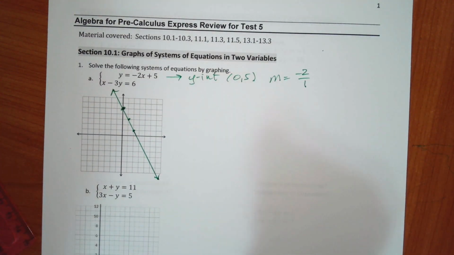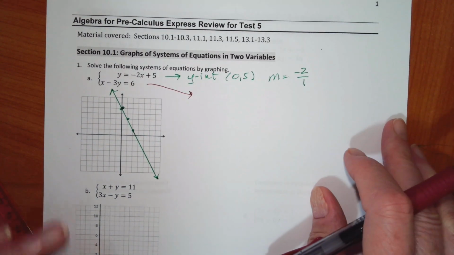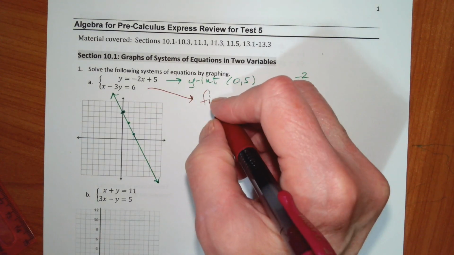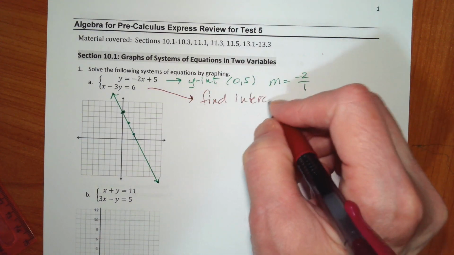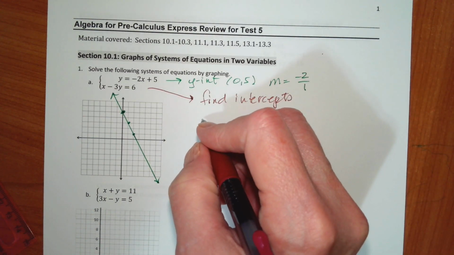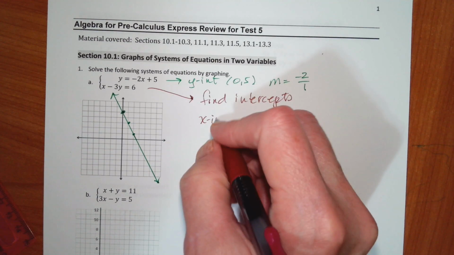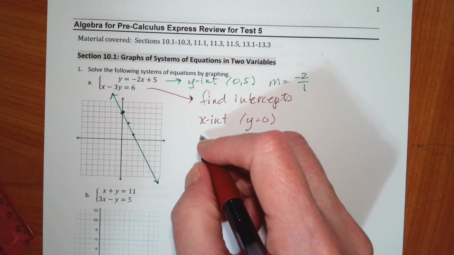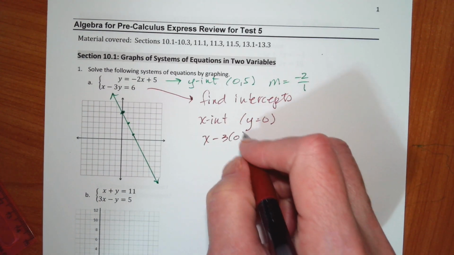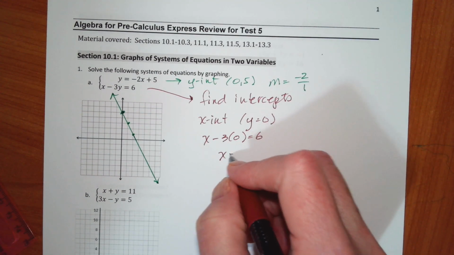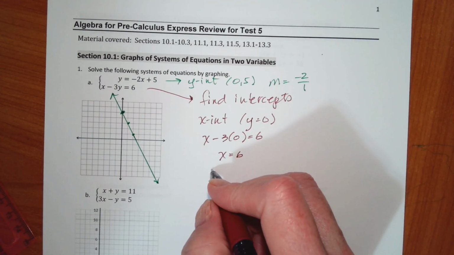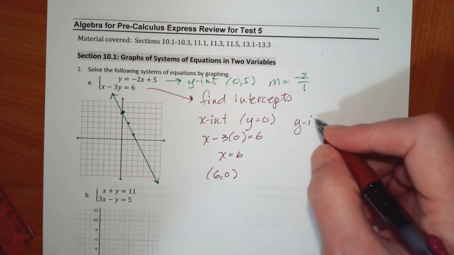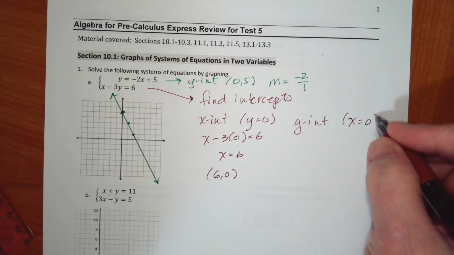Okay, then for my other equation here, this is not in slope-intercept form, so I can just select points. So I'm going to find the intercepts. The x-intercept is where y equals 0. So x minus 3 times 0 equals 6. So x equals 6. So my x-intercept is 6, 0.